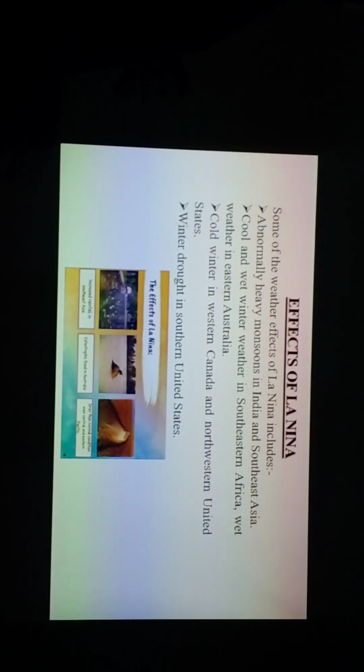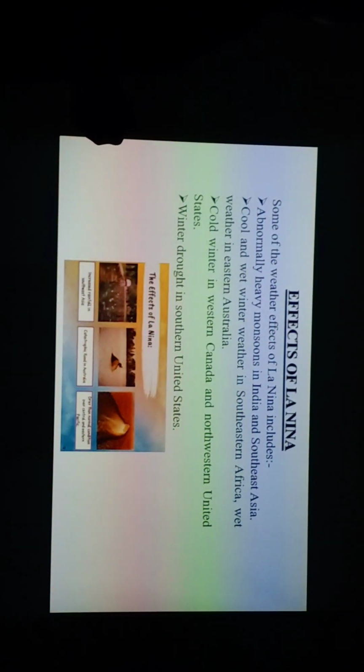So these are some of the effects of La Nina, as we have already discussed. There will be heavy monsoons in India and Southeast Asia. We will separately discuss the Indian monsoon impact.